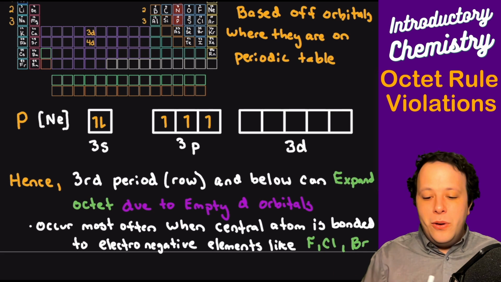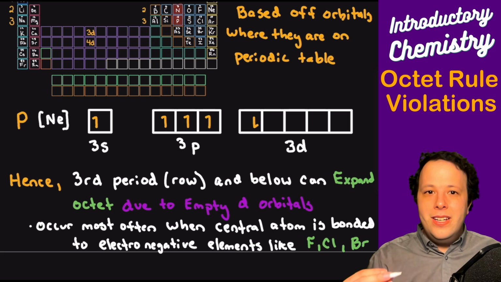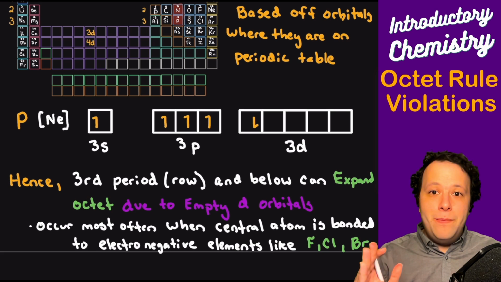Now, the whole idea here is that with that availability, there are only so many bonds that are realistically possible. The way to look at it is, if I take that 3s electron and move it over to the far right, to the d, notice how we have 5 spots available for bonding.